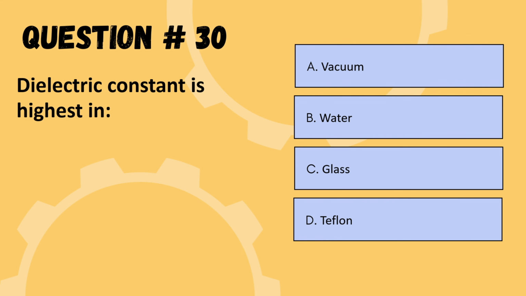Last question is: dielectric constant is highest in, options are vacuum, water, glass, or Teflon. So the correct option is option B, water.